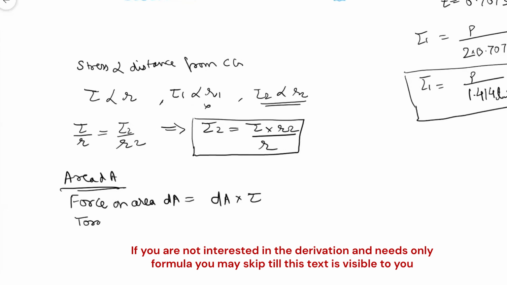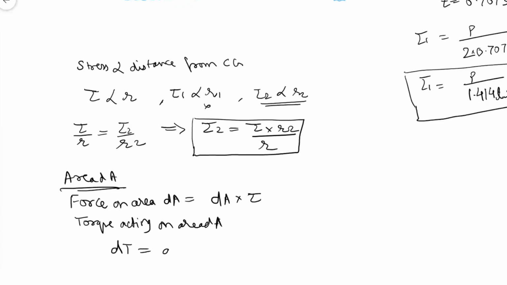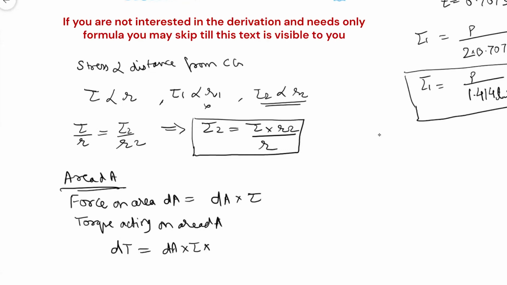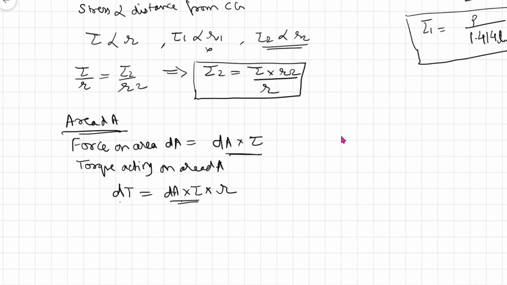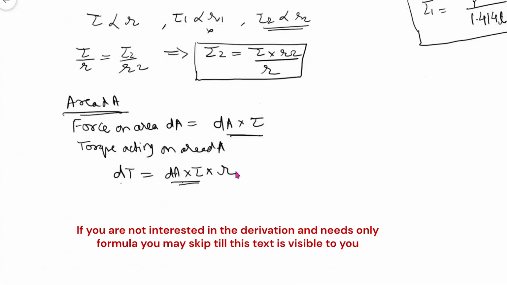So what is the torque acting on area dA? Torque acting on area dA is dT, equal to dA into tau into... what is torque? Torque is force into distance. What is force? Force is dA into tau. It is acting at what distance? R distance. So torque is equal to force into distance: force is dA into tau, distance is R. Okay.